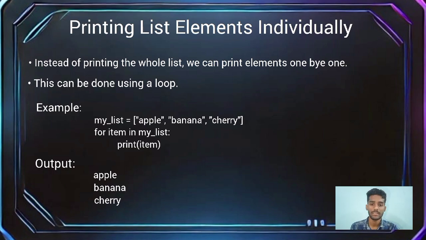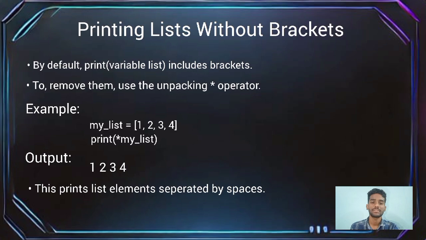Here, what happens is the for loop goes through each element in the list. The print function prints one element per line by default. This method is useful when we want a cleaner output without brackets or commas. Let's see printing a list without brackets. By default, print of a list variable includes brackets and commas, but sometimes we may only want the values without extra symbols.